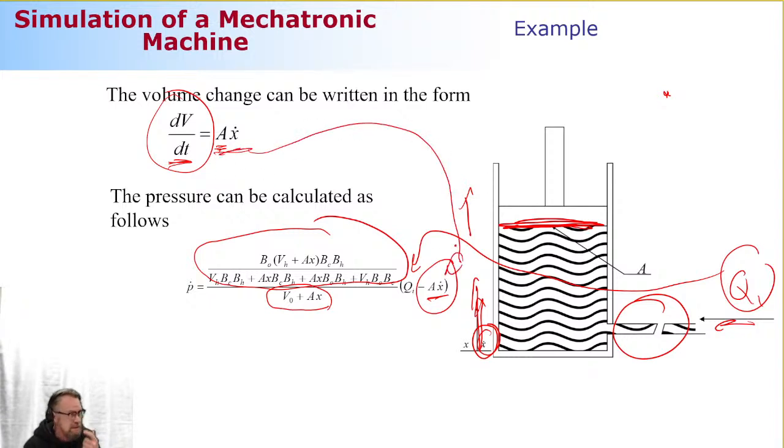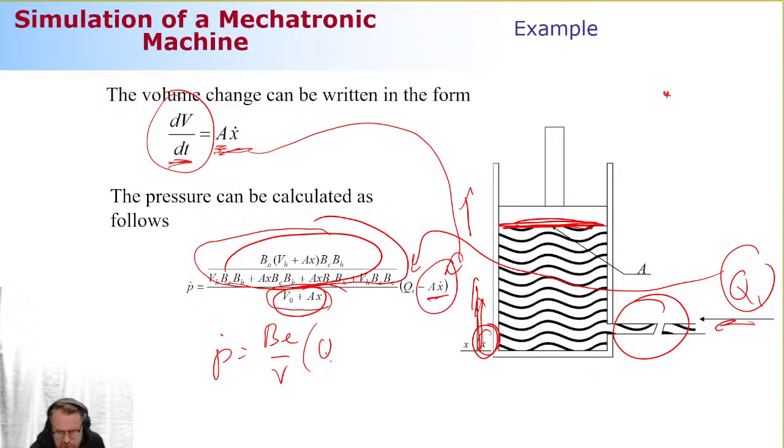So the rest is simple substitution and assignment. Here's my effective bulk modulus, this one. Here's my volume size, this one. Here's my flow rate, this one. And this is my change of the volume. What do you guys say? It's okay.